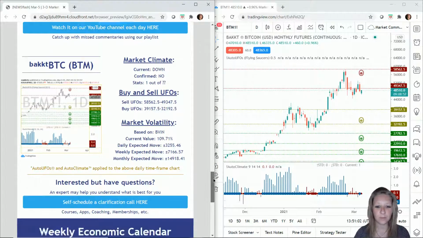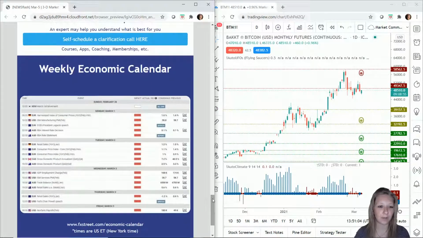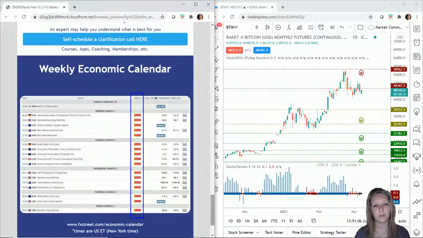Okay, so moving on to this last bit, which is our weekly economic calendar. Now, just to say here, we show you the economic calendar from FX Street, and we filter by high impact news. Now, we're not using the news to help us figure out whether or not we buy or sell or what we're going to do. We're just using the news to let us know, again, that there may be volatility coming in.